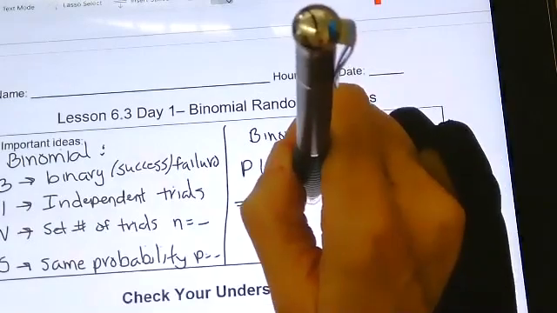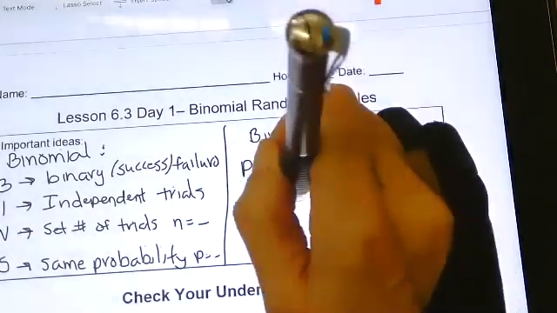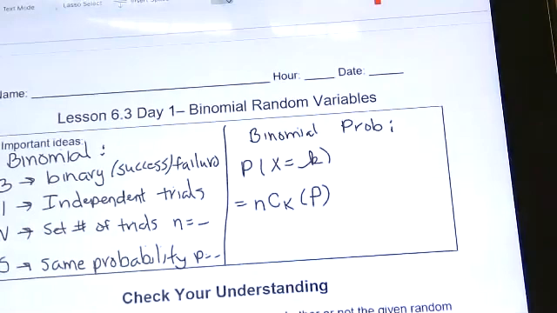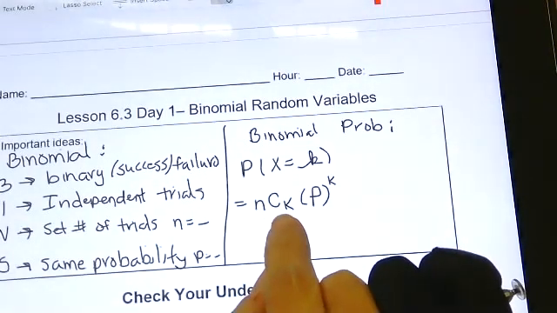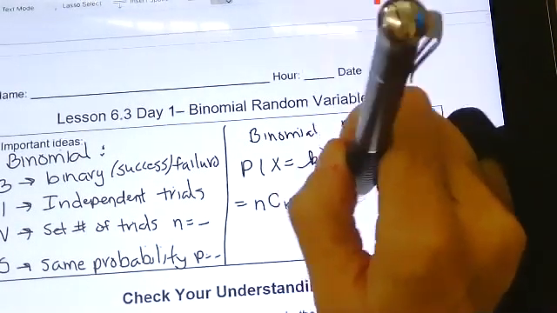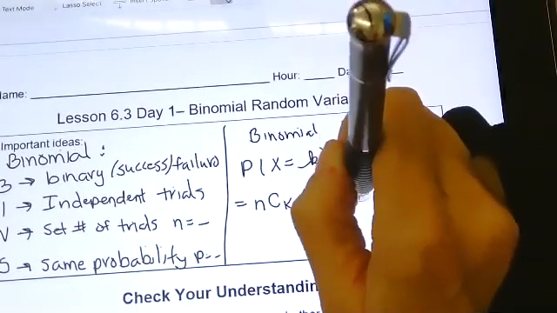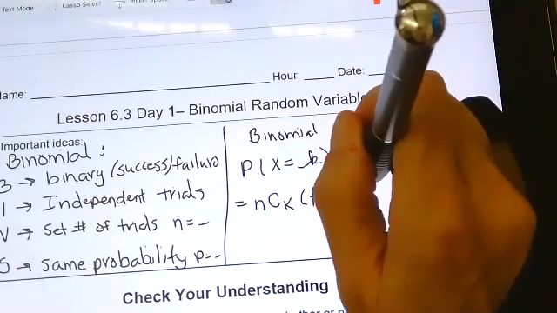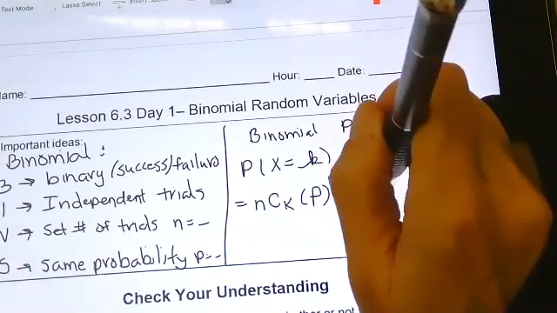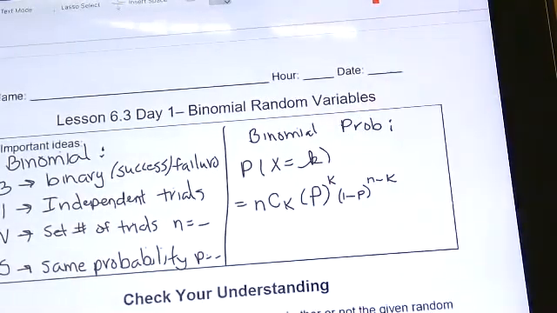Then you got to take your probability of success, take it to the K power. How many successes are we looking for? And then you got to figure out how likely is a failure. 1 minus P is your failure rate. And you got to figure out, well, how many failures are there going to be? Well, since we have N trials and K successes, that means N minus K would be the number of failures.